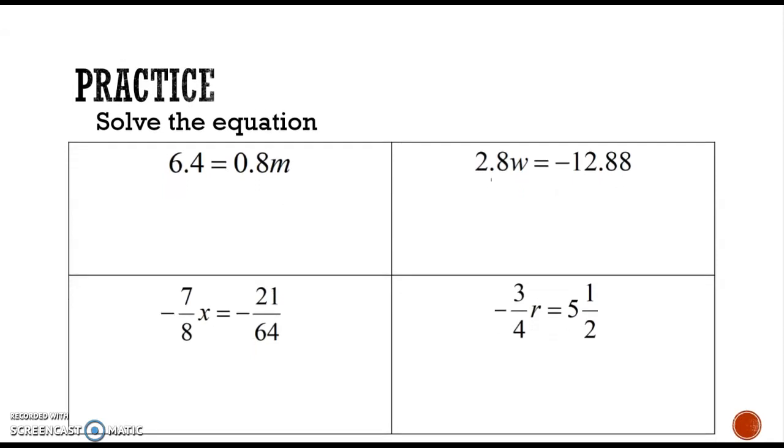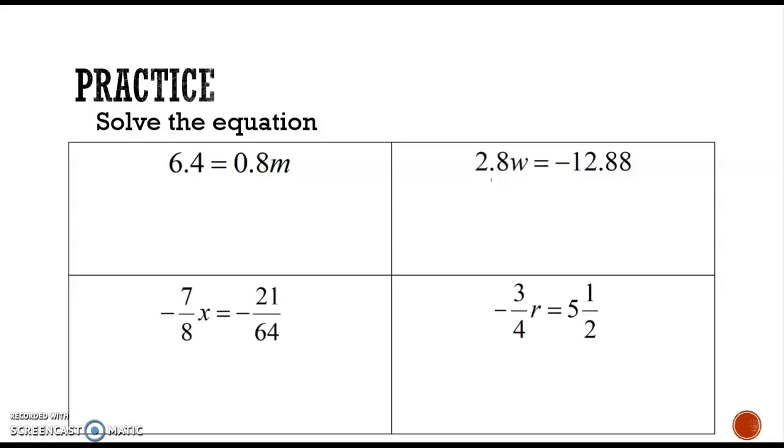Okay, at this point, go ahead and stop the video and try these 4 questions. When you have them done, you can start the video again to see how I solved them, to see if your answer is correct. So go ahead and stop the video now. Alright, so at this point you should have all 4 of these equations solved.